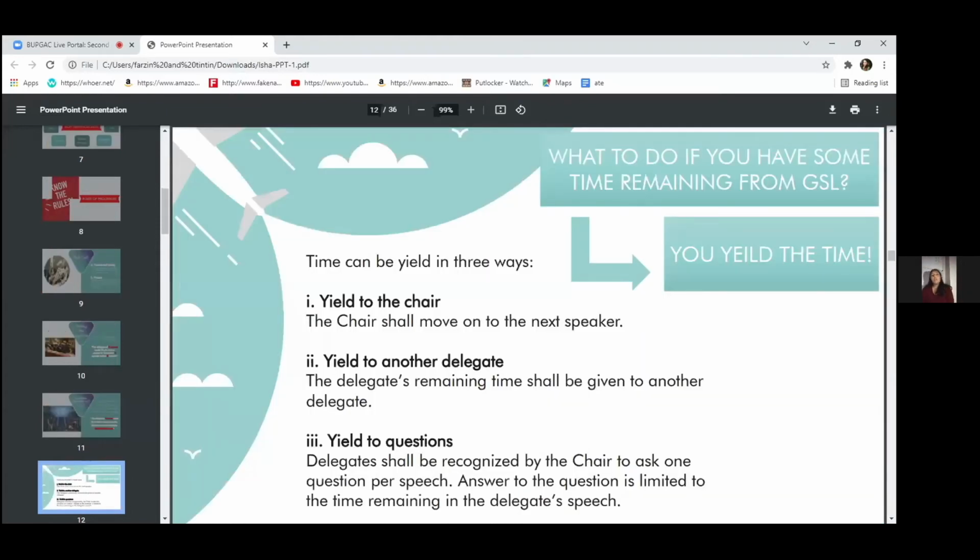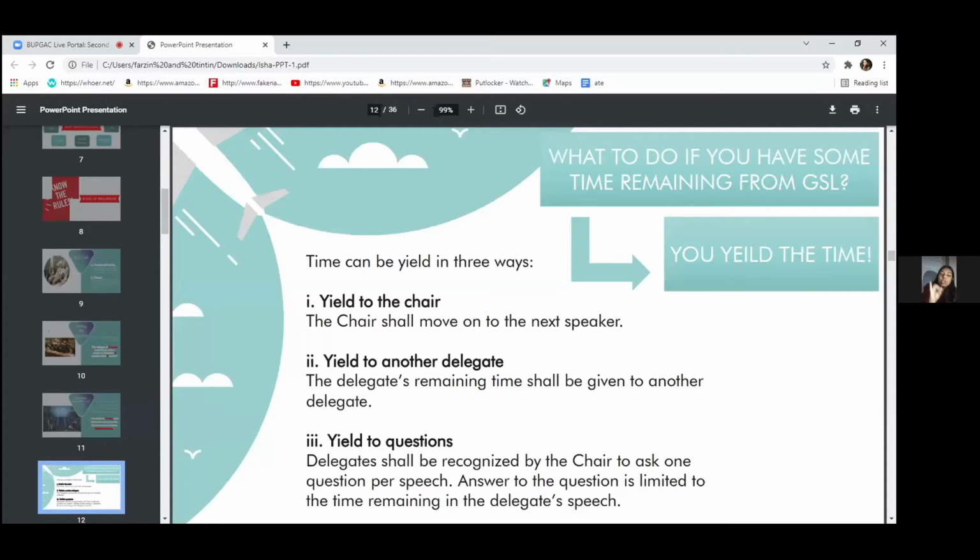Okay, so before we go to the moderated and unmoderated caucus, what happens is in GSL, sometimes you have less to say. If you have, let's say, 90 seconds as the default time period for you as an individual to speak, and you just speak for 60 seconds, the remaining 30 seconds, you have the power to yield it. You can do three things.